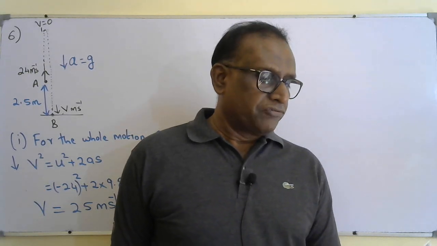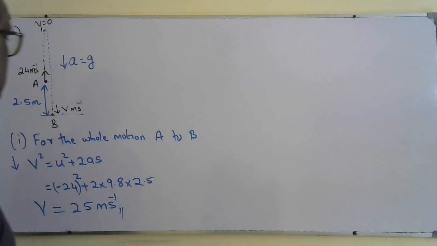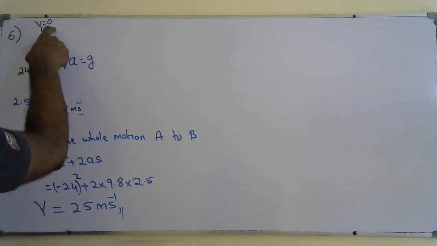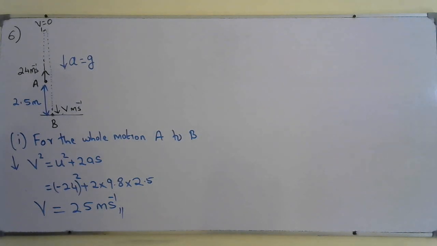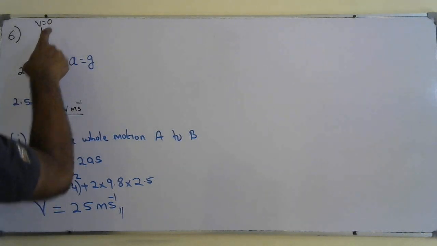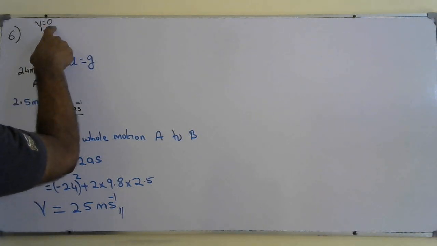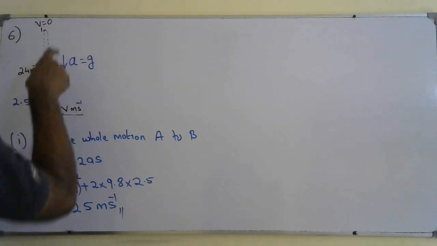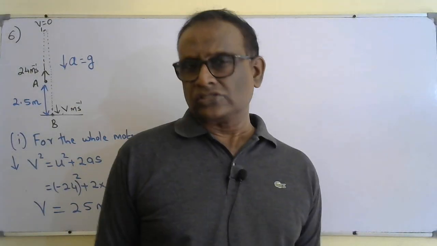Second part: find the time taken for the particle to reach B. It means they ask you to find the total time to move from A to the highest point, then from the highest point to B. Okay, so here you can find it in two different ways. Sometimes students find the time taken to reach the highest point, T1, then from the highest point to the ground, T2, and add them. Okay, no problem, but it's a longer method. We can do it that way also, nothing wrong.